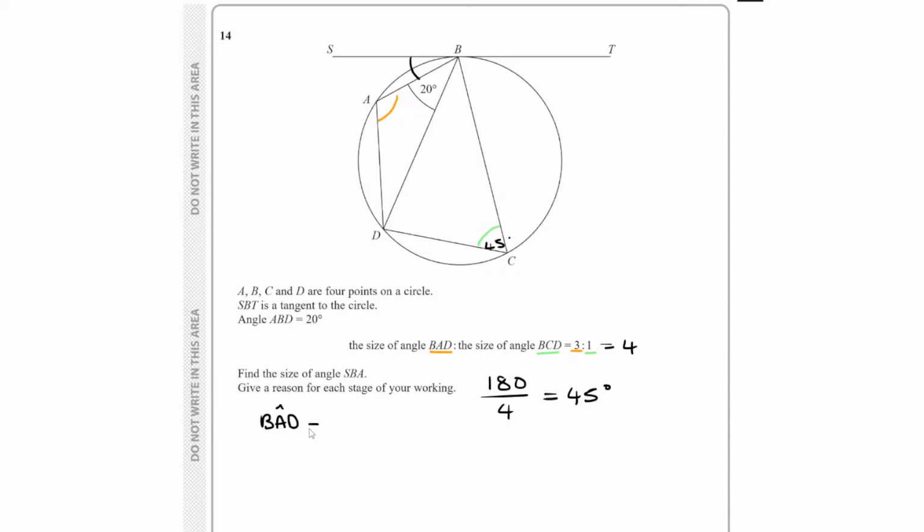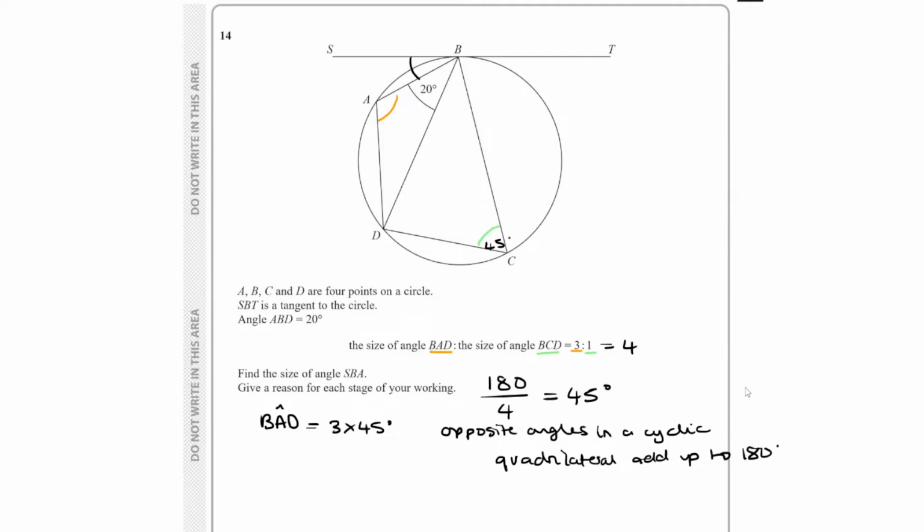BAD is 3 times 45. Now this one they have asked for reasons. Sometimes they don't, sometimes they do. So I would write down: opposite angles in a cyclic quadrilateral add up to 180, or equals 180, some version of that. That's one of our reasons. So then what was that one? That was 135, I think.